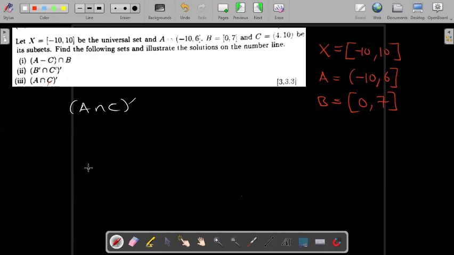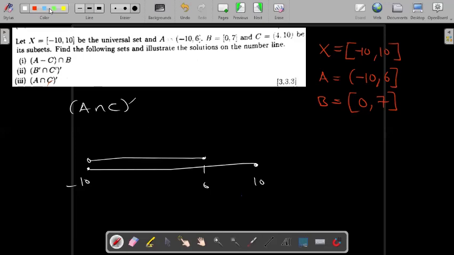So what you do, just say from there, okay, I have here -10, there I have 10, like that. Then let me plot my A and my C, then I intersect them. So my A goes from what? It's open here at 10, and it goes up to 6. So let's say it goes all the way there, and at 6 it's closed. So this is the set A.